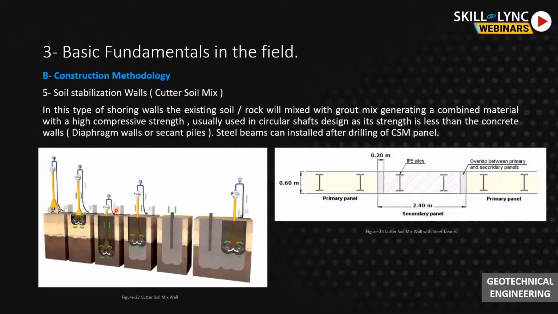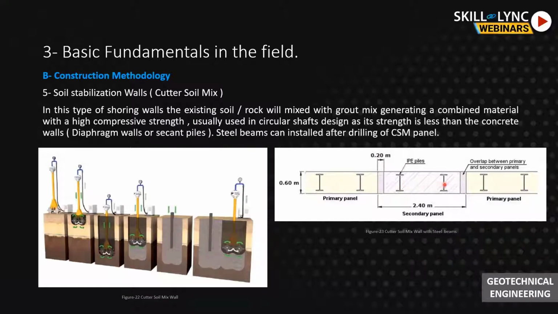Here we have the last type of wall, which is soil stabilization walls, or cutter soil mix. In this type of wall, the existing soil itself will be mixed with grout mix or cement mix. It's something like the diaphragm wall, but instead of excavating the full panel, the grout will be mixed with the existing soil. So this can save money and be more economical. Also, some I-beams can be installed as per the required design.